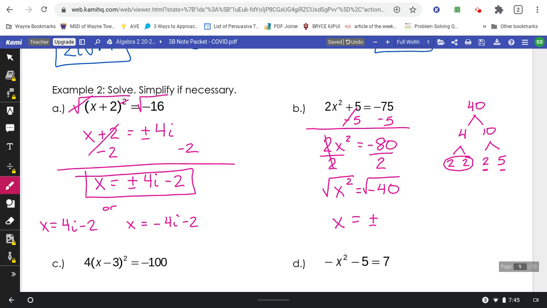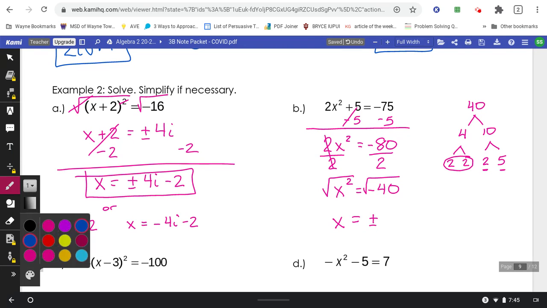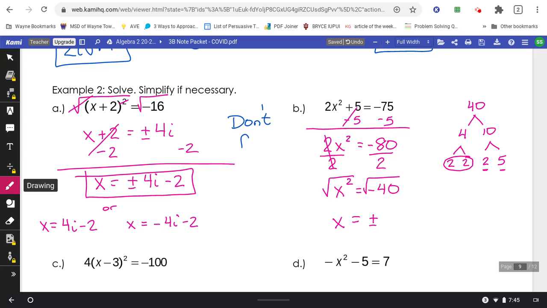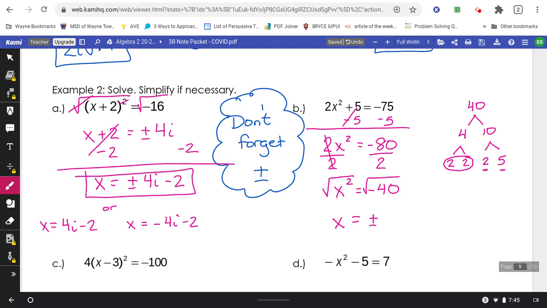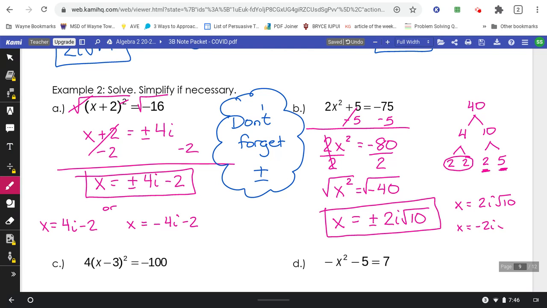So over here, I'll write a plus or minus sign. So don't forget plus or minus. Let's write a note about that. We'll have 2 square root of, and then you're going to multiply 2 times 5 to make 10. And because you had a negative on the 40, you are going to squeeze an i on there. You could also write this as 2 separate answers. You can write it as the positive version, and you could write it as the negative version.